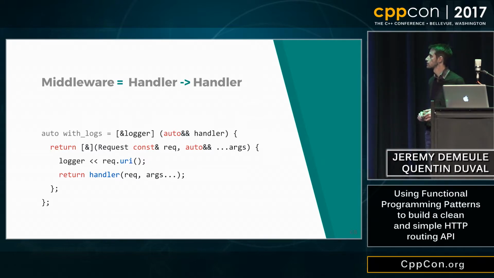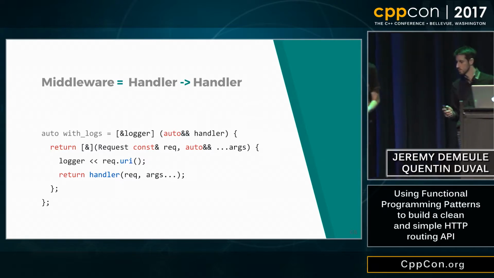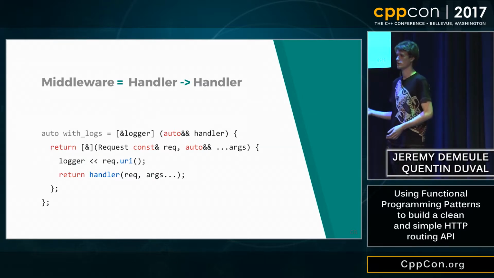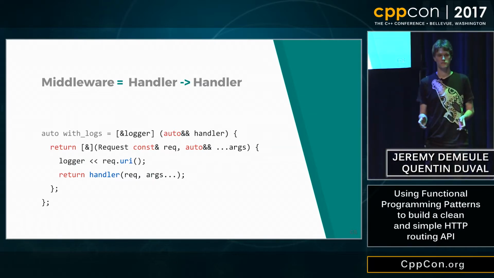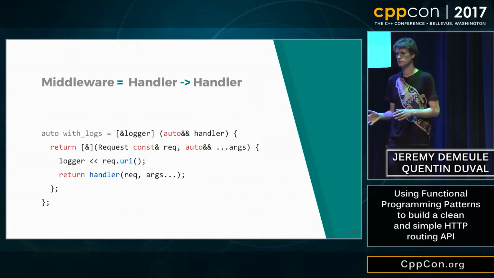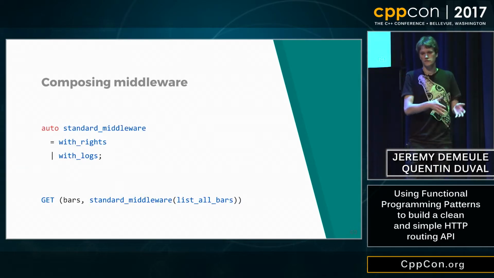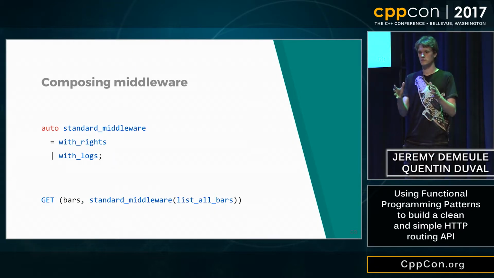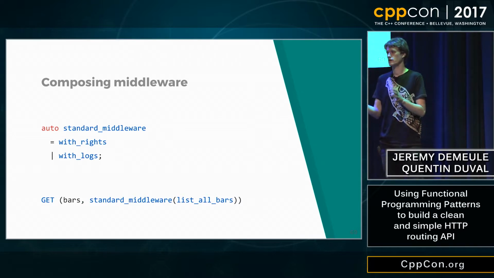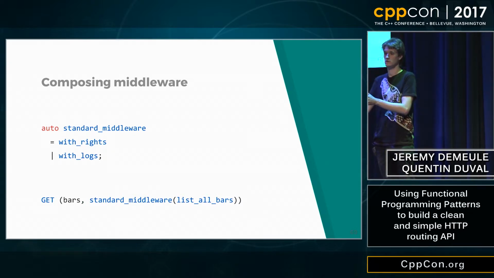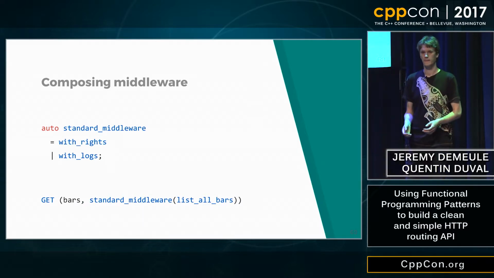Very simple. So a middleware is just a function which takes a handler and returns a new handler, decorated with some new behavior. And this is nice because we return the same thing that goes inside the function. So we can take a handler, decorate it, and it returns a new handler, which we can feed into a new middleware, which is going to return a new handler. So we can compose them.